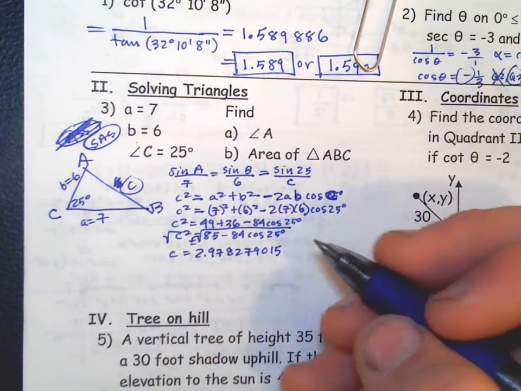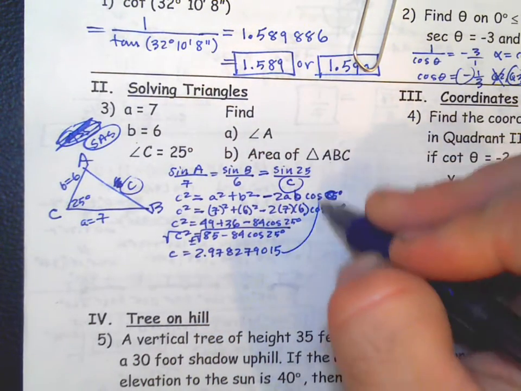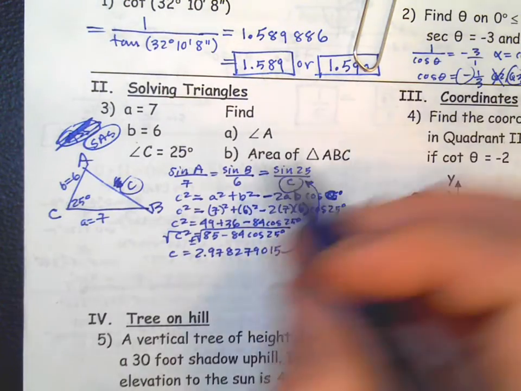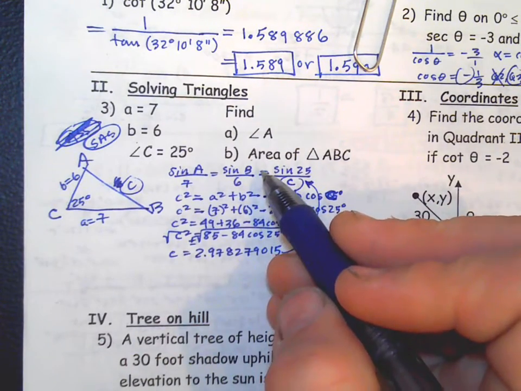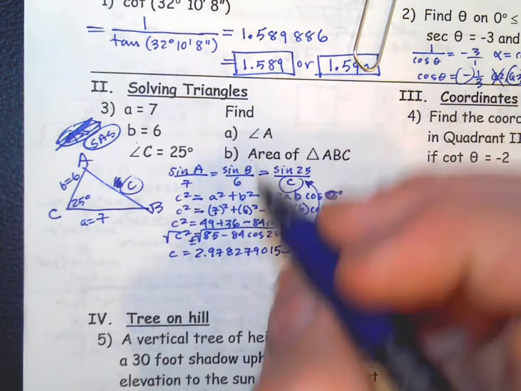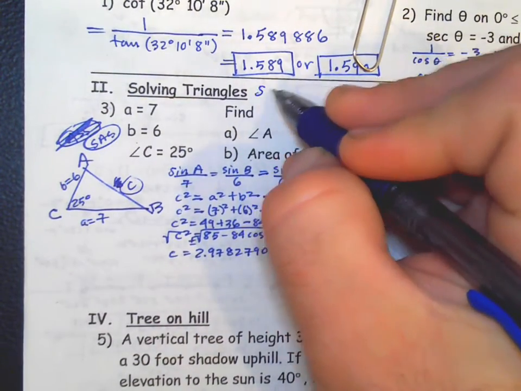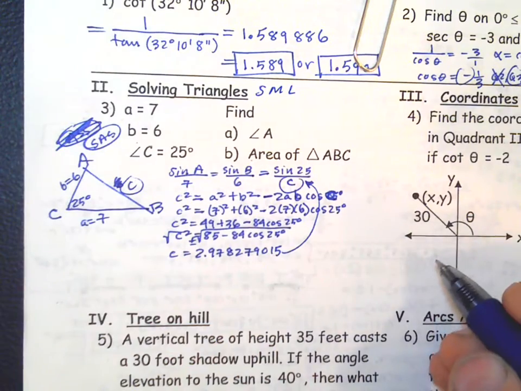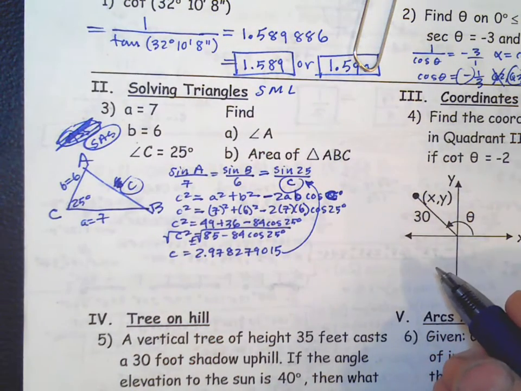Okay, so we have C. So we can plug that in up here. And then we can find angle A or B. Now, you're like, well, I got to find angle A. Let's just find angle A now. Remember the whole small, medium, large idea? You have to find the smallest angle first, and then the medium, and then the large.